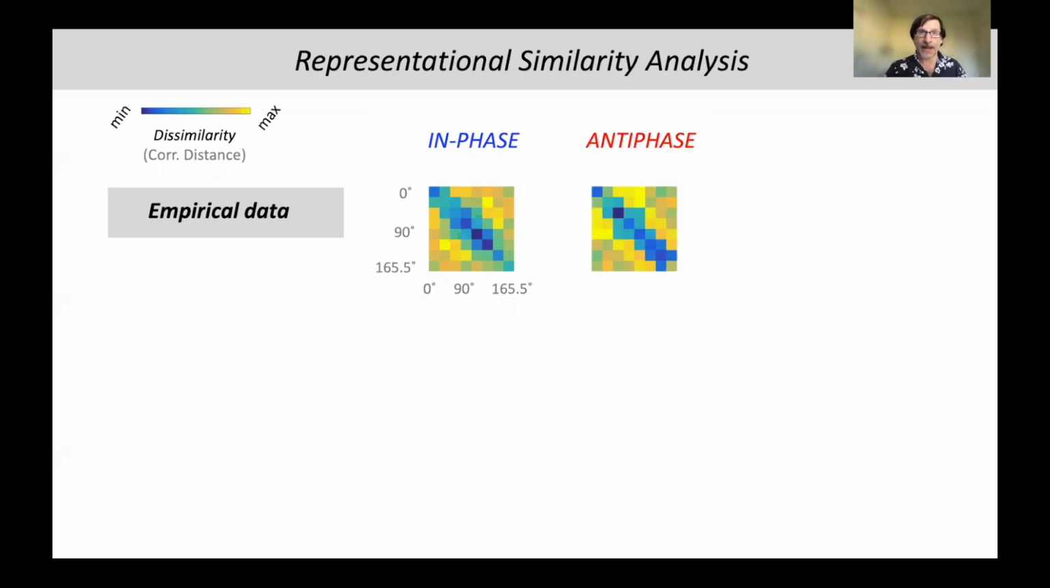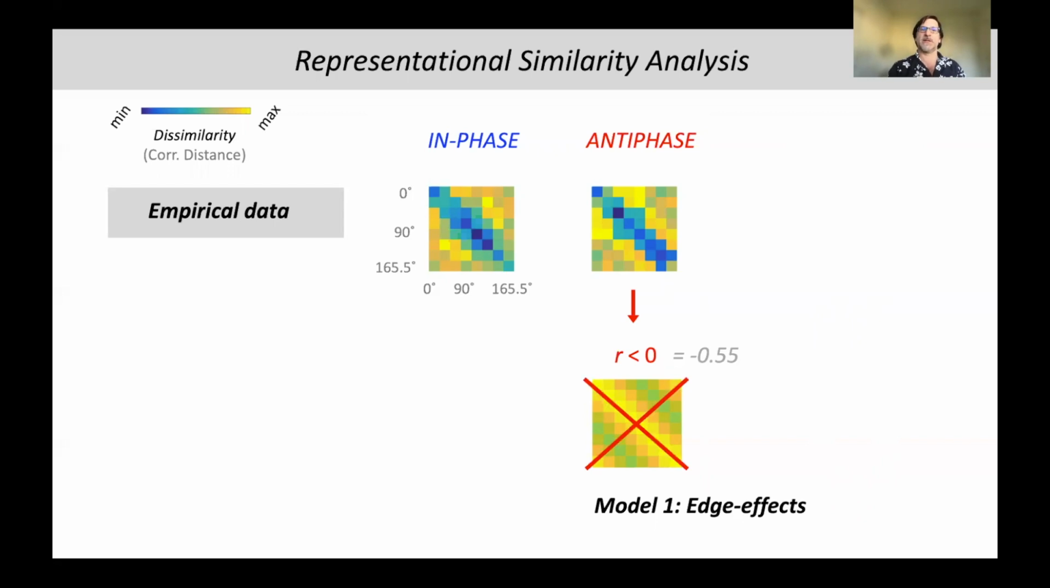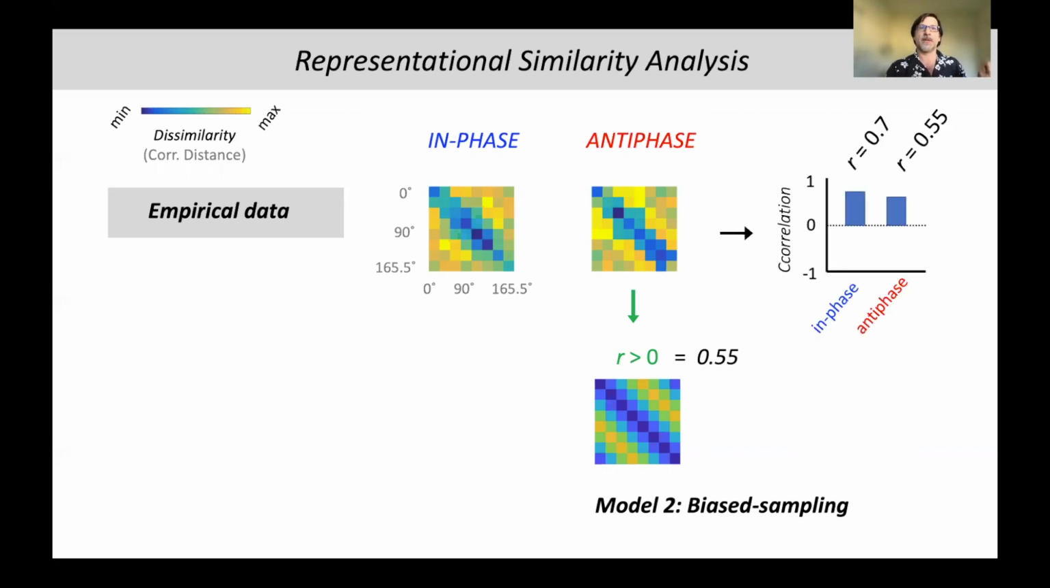Even to the bare eye, the antiphase condition looks very much like the in-phase condition. The observed dissimilarity structure is inconsistent with the edge effect model. In contrast, the observed dissimilarity structure correlates with the bias sampling model. As noted when inspecting the main matrix diagonal, distances are close to minimal for both the empirical data and the bias sampling model. The observed pattern of results is summarized by the bar plot shown to the very right.